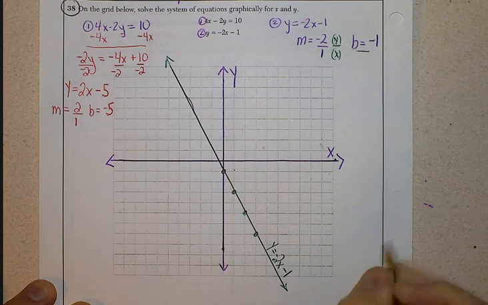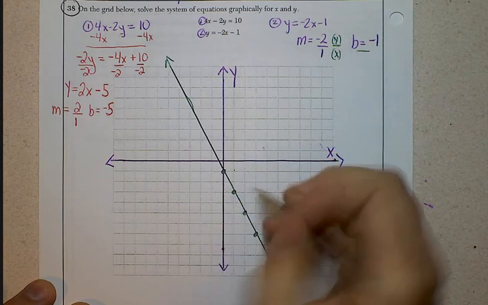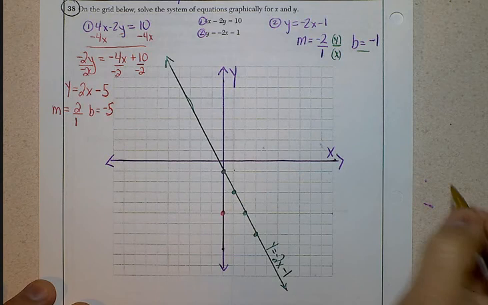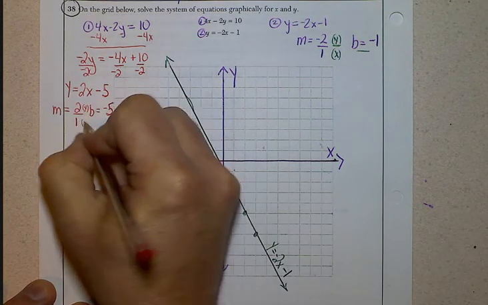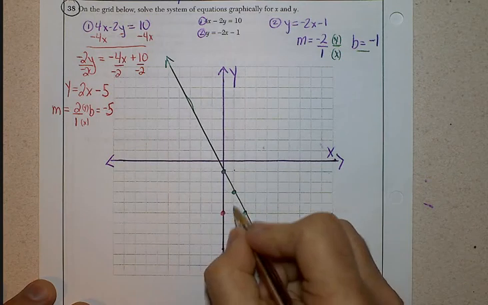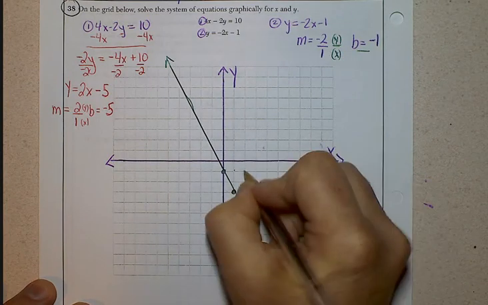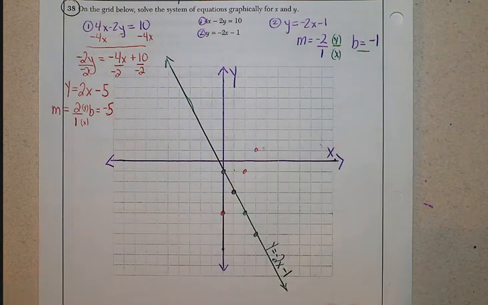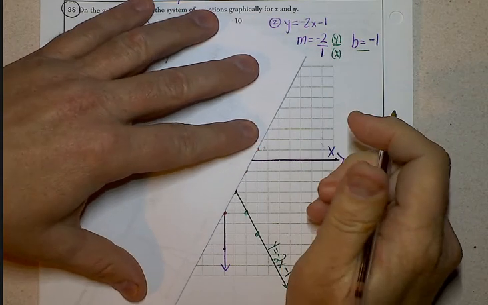So I go down on the y-axis to negative 5: 1, 2, 3, 4, 5. I put a dot. And then remember, this is my y, and this is my x. So a plus 1 in the x, a plus 2 in the y. We see that point of intersection, which is good. I keep doing that, plus 1, plus 2, and I'm all set. Take your ruler. Again, don't get too excited. Even though you see the intersection, make sure you finish this line completely.